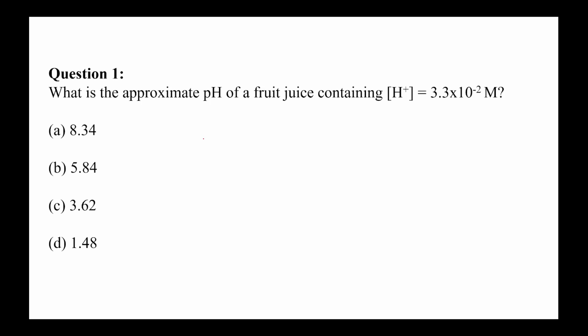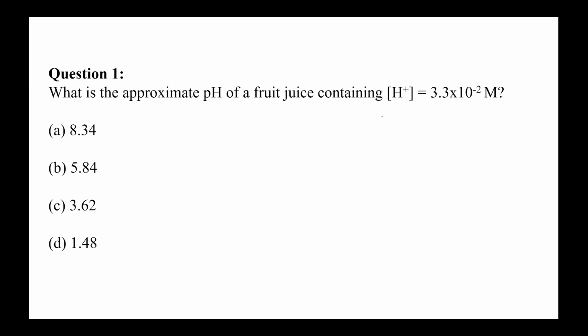Okay, so I'll start with the first question now. The first question is, what is the approximate pH of a fruit juice containing H plus ion concentration of 3.3 into 10 raised to the power of minus 2 molar? So H plus concentration is given. I have told you the formula in the first slide. What formula should we use?